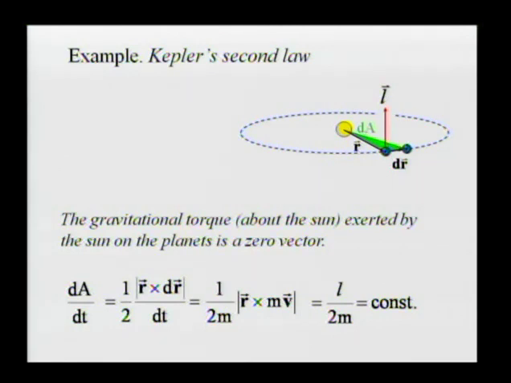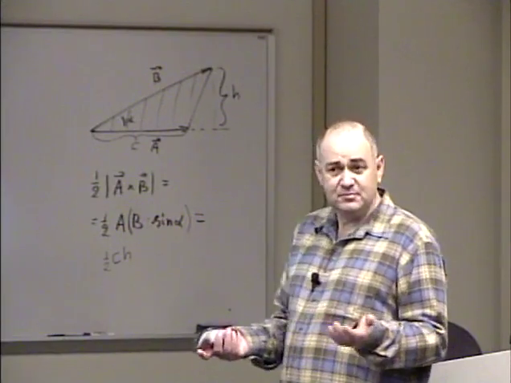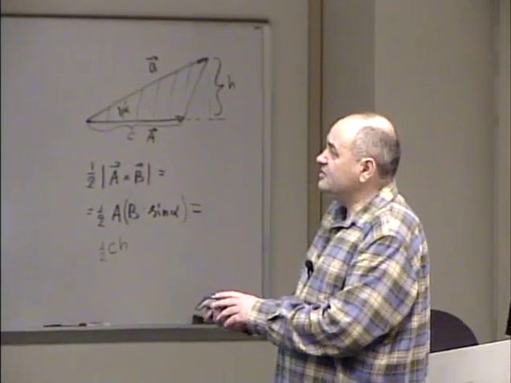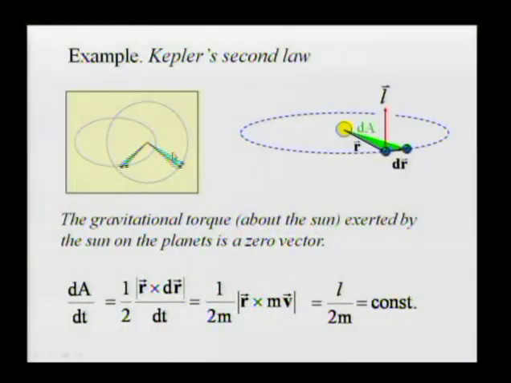This is known as one of Kepler's laws. It's Kepler's second law. It says that if a planet moves along its orbit, the position vector always sweeps the same area in the same period of time. So, for example, if an object moves in a circular orbit, then it always moves at the same angular velocity.